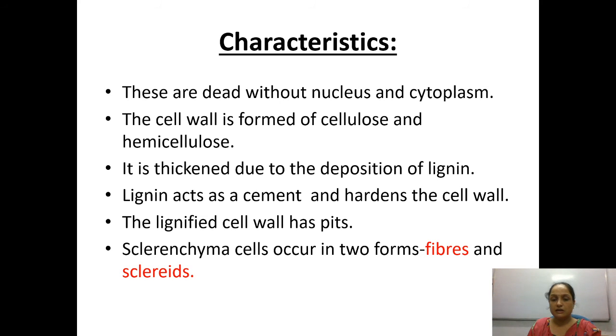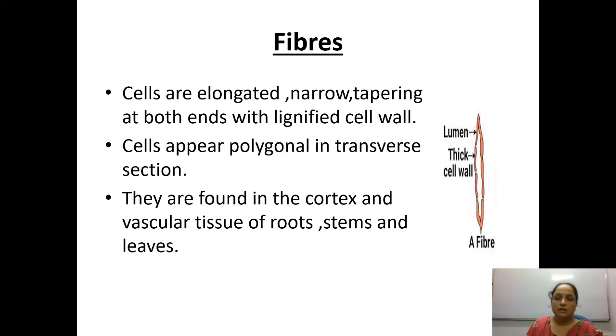Sclerenchyma cells occur in two forms, that is, in the form of fibers and sclereids. So we will go into the detail of the fibers and the sclereids. So these are the fibers. Fiber, you must know, is a structure which is somewhat elongated or thread-like. So the cells are elongated, narrow, tapering. Tapering means both the ends are narrow or pointed. That is the reason it is known as tapering, at both ends, with lignified cell walls, because this is part of the sclerenchyma.